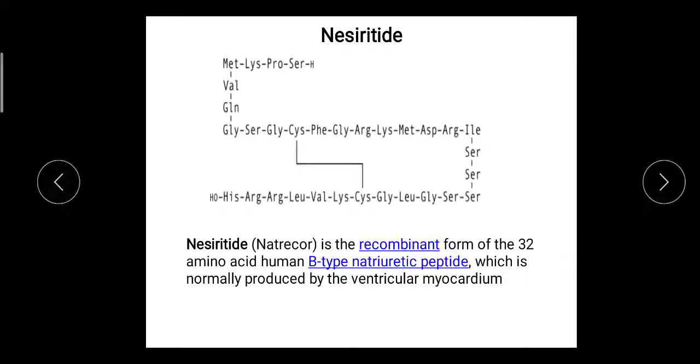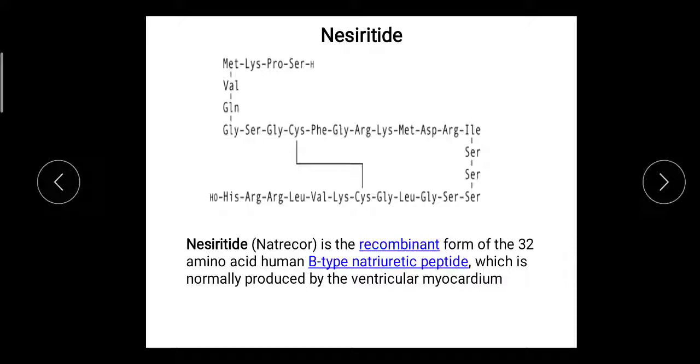Hello student. Up till now we have covered the drugs used in CHF, that is cardiac glycoside. Now the second category of drugs which is used in CHF is nesiritide.